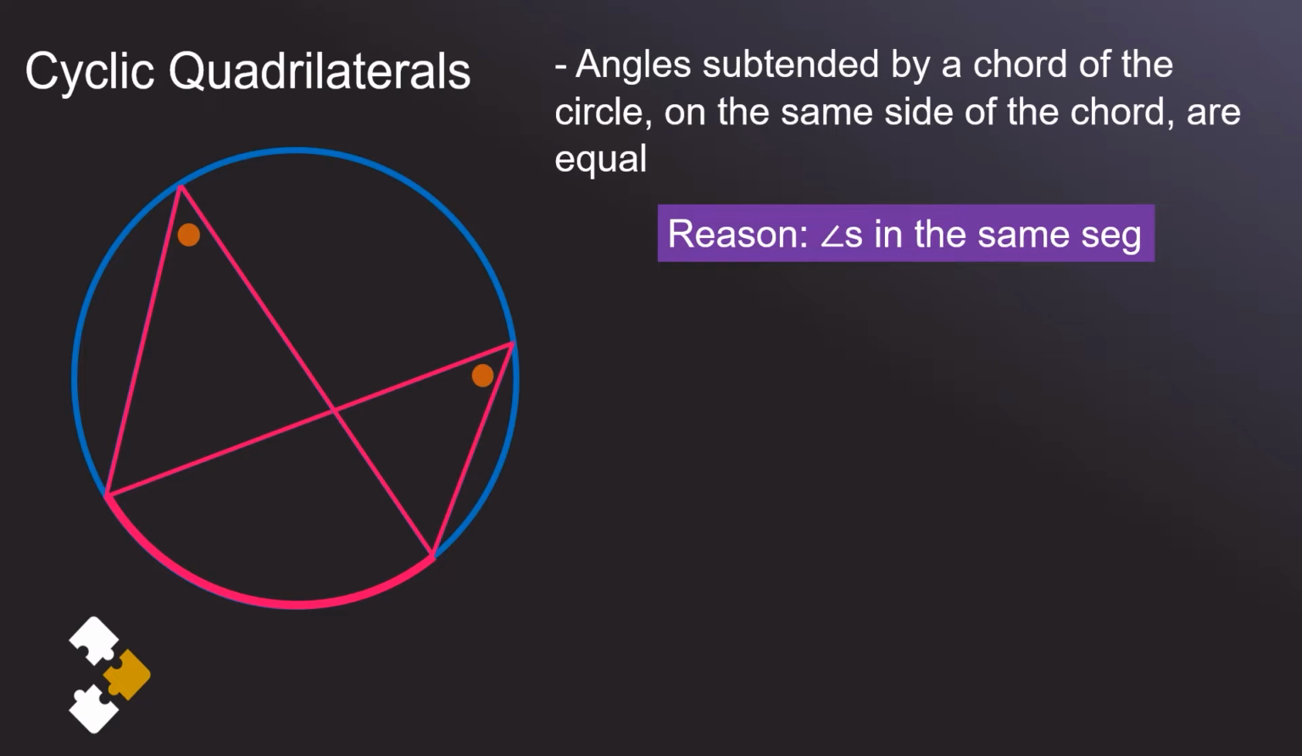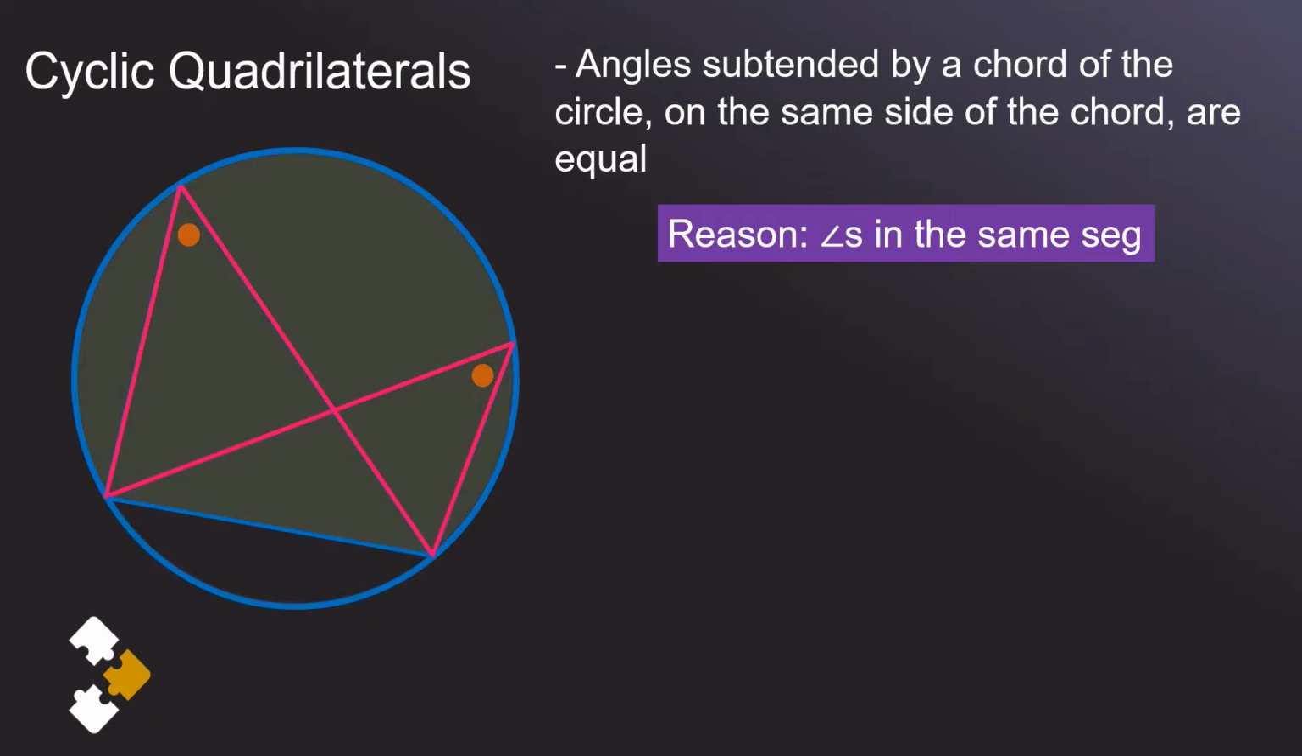And very often, we are going to apply this angles in the same segment when we do in fact have a cyclic quadrilateral where we have the diagonals drawn. Okay, so note also that the 2 angles that are in the same segment, and there I've highlighted the major segment, they have to be in the same segment. You can't have one angle on one side of the chord in the major segment and the other angle on the other side of the chord in the minor segment.